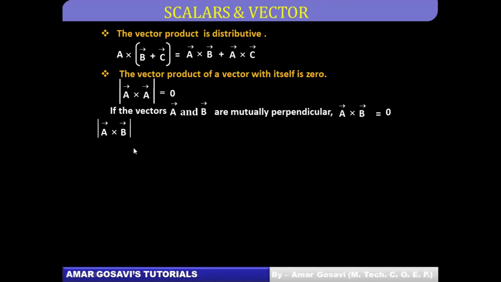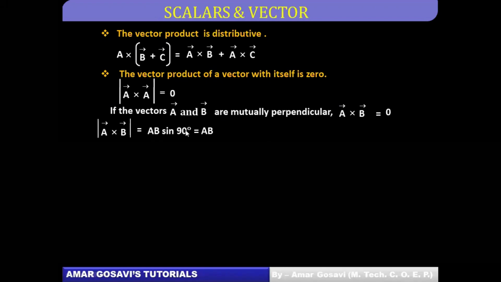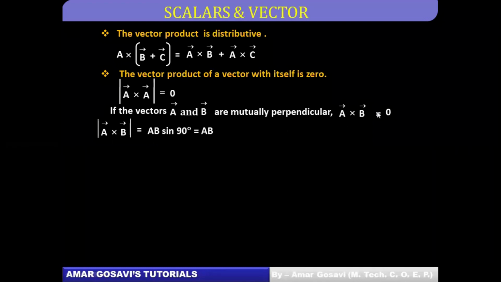Therefore, the magnitude of A bar cross B bar would be equal to AB sine 90. Sine 90 is 1, therefore it will be simply AB. So please eliminate this step. If the two vectors are mutually perpendicular, then this step is true. This has to be equal to AB then and not 0. Please make that correction. Okay, then let's move ahead. If we talk in terms of unit vectors, friends, say i cap and i cap.